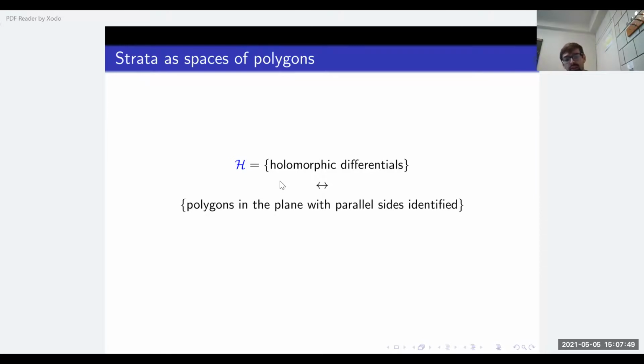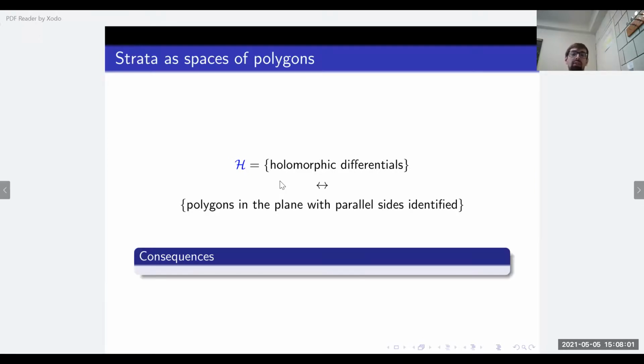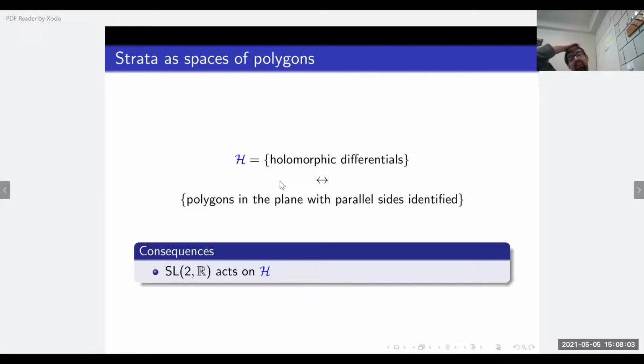And so why is this equivalence very useful? There are two consequences that we get quite easily from this description. The first consequence is that we get an action of the group SL(2,R) on the space of abelian differentials. I'm going to explain how this action works in a little bit, and how it acts on the polygons. But this action is really the main player in Teichmüller dynamics, and people have spent a lot of energy trying to understand the dynamical properties of this action.